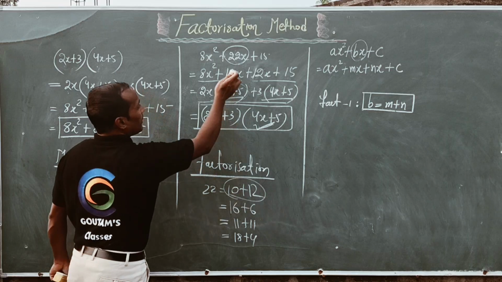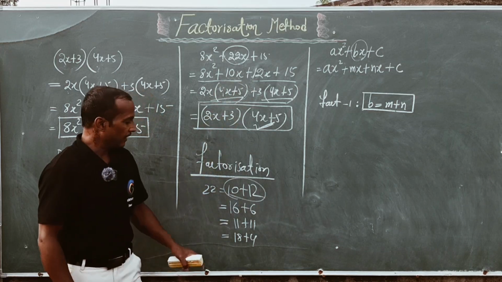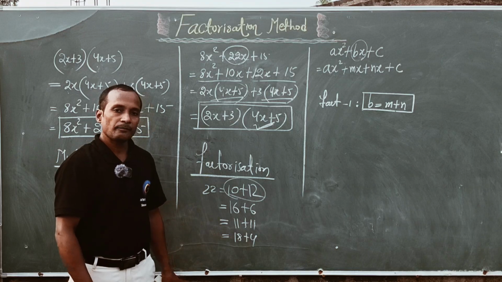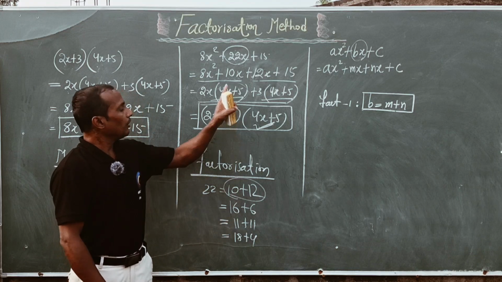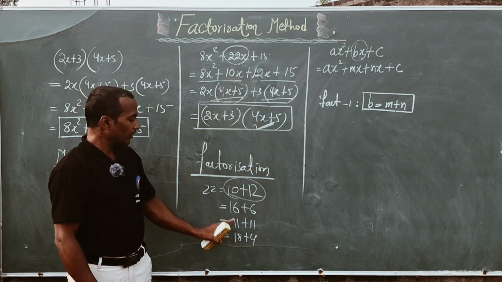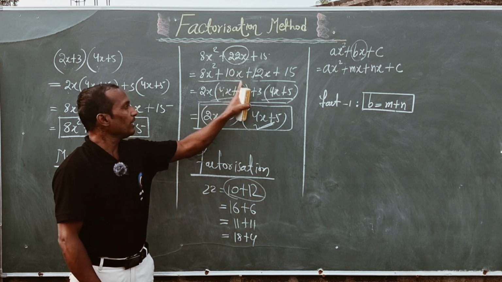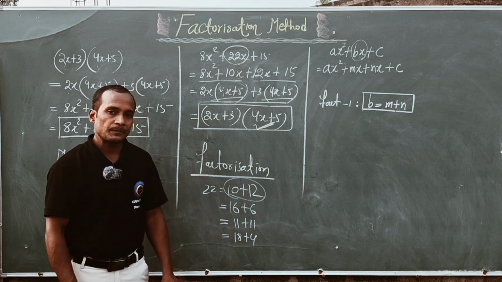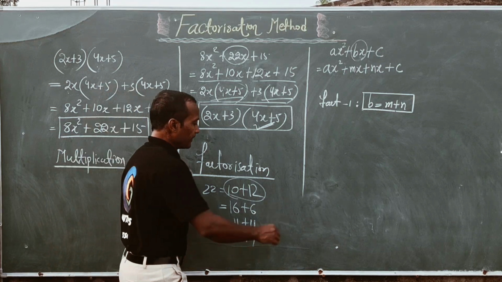Taking 10 plus 12 works here. Can we make this work by taking this pair or this pair or this pair? Will it work also when we take 16 and 6 for 22x, 11 and 11 in place of 22x, or 18x and 4x in place of 22x? Will it work? Let us see.